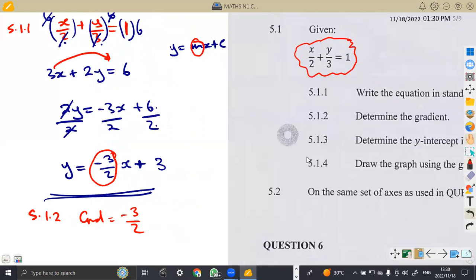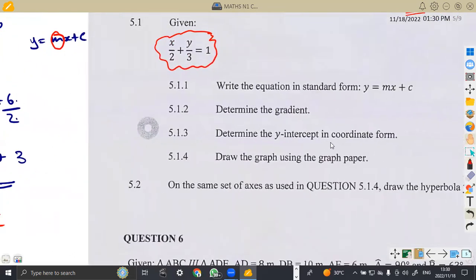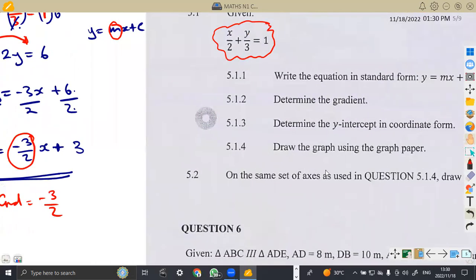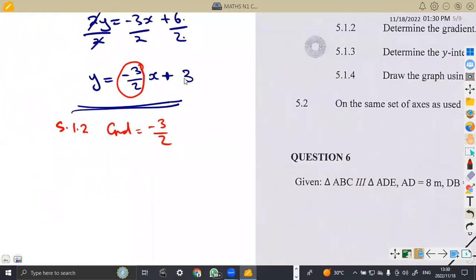Okay, then from there, 5.13, determine the y-intercept in coordinate form. What we know about the y-intercept is that x is equal to 0. When x is equal to 0, our value of y is going to be 3 here. So in coordinate form, that is what they're asking you to do. Take note, answer the question. So x will be 0 and y is going to be 3. So that is the y-intercept in coordinate form.